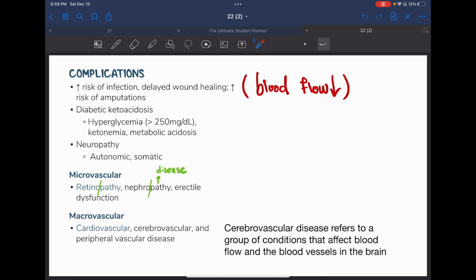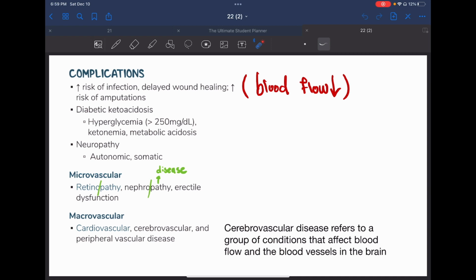Because the glucose cannot enter the cells, the liver produces ketone bodies for energy production in the other cells. So we have ketone bodies in the blood. So we have ketonemia and metabolic acidosis, because the ketone bodies are acidic. We can have neuropathy, which means diseases related to the neurons.